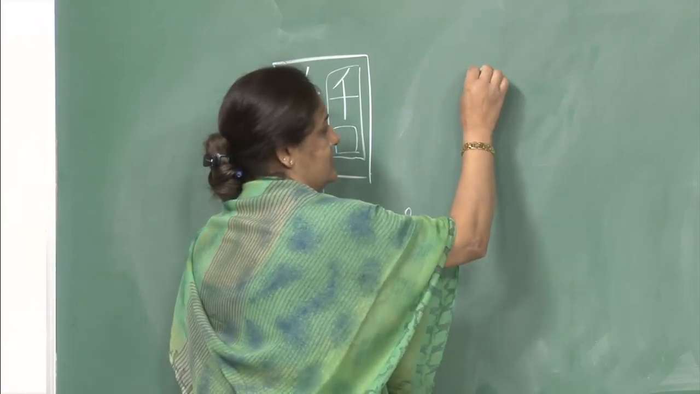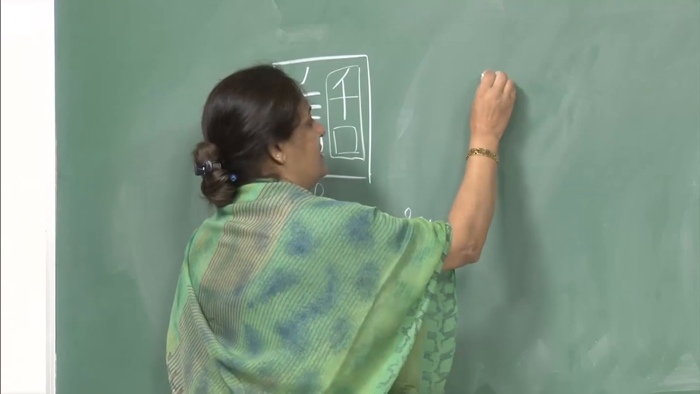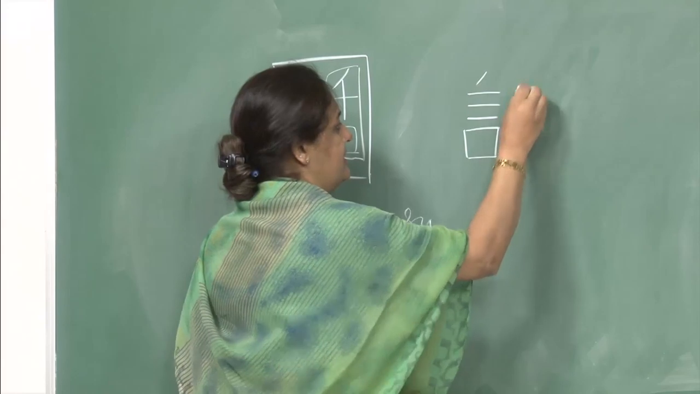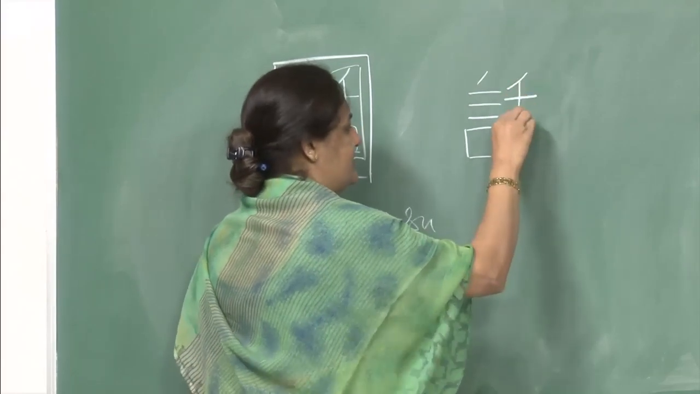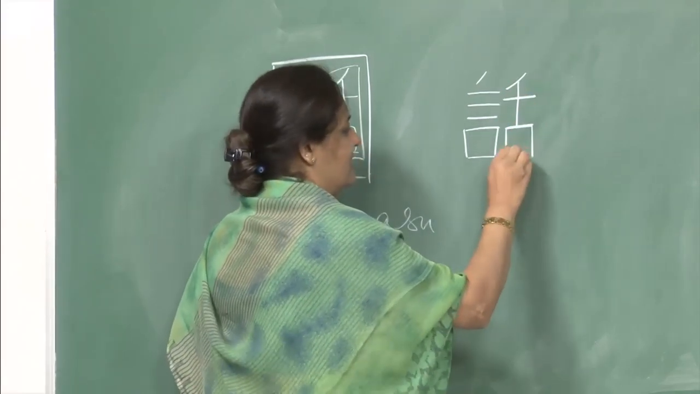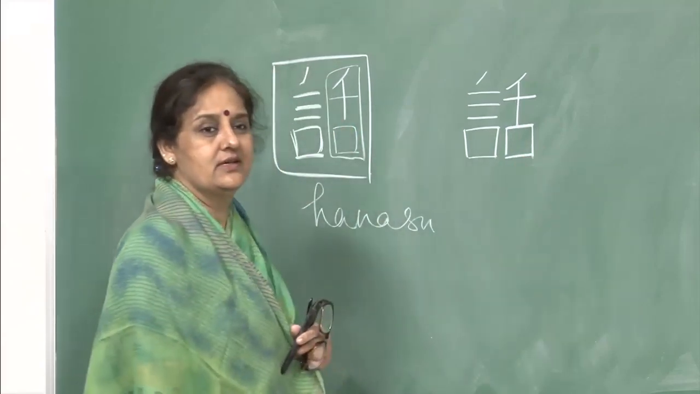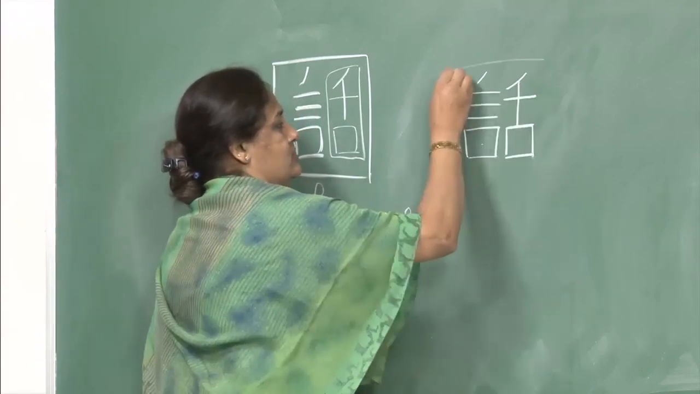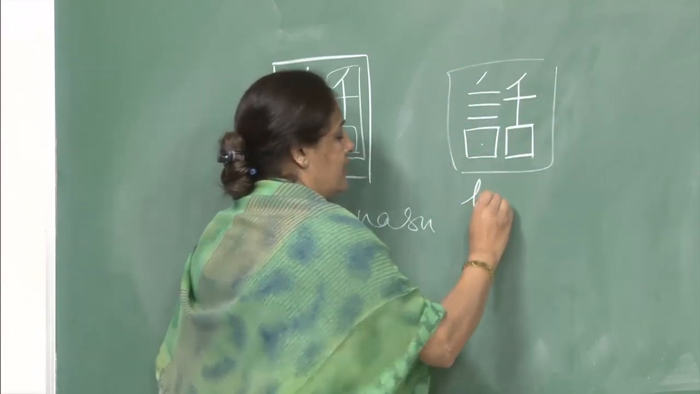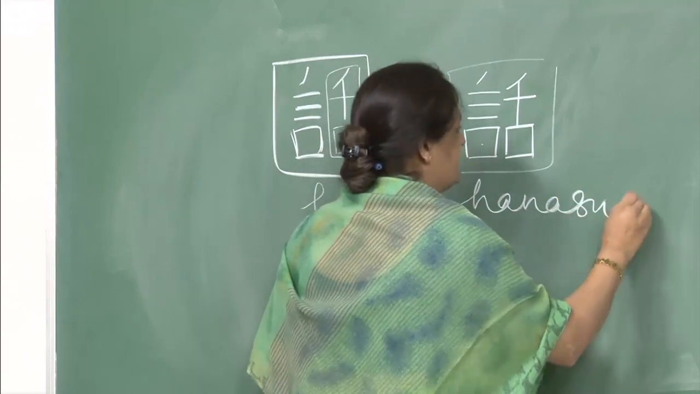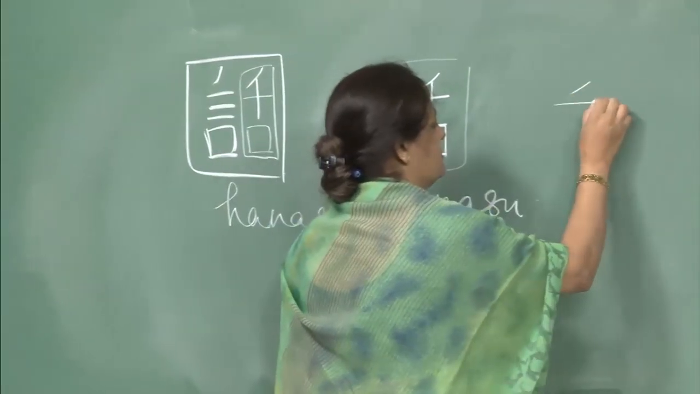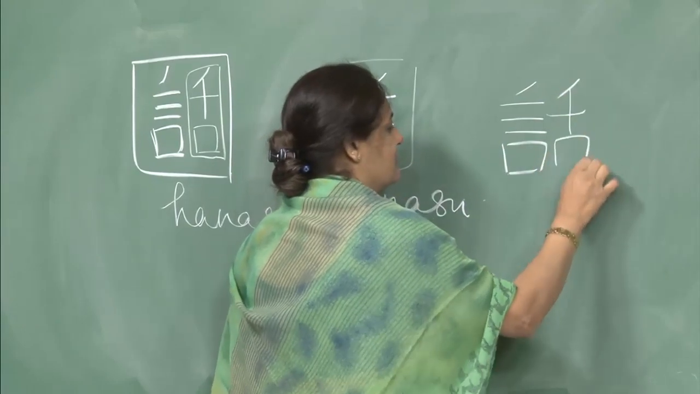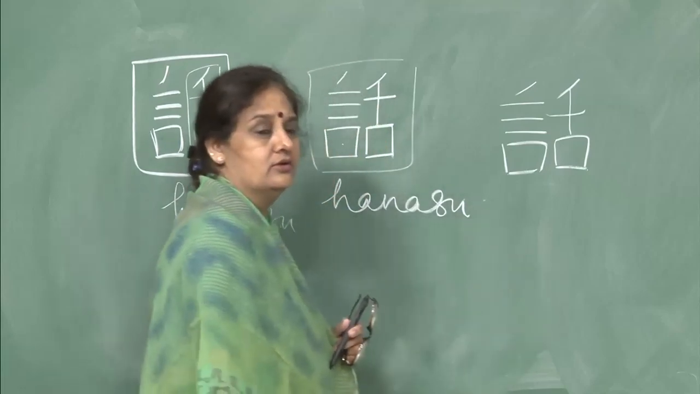This is a 13 stroke character. Let me see, 1, 2, 3, 4, 5, 6 and 7, 8, 9, 10 and 11, 12 and 13. So, it is a 13 stroke character. Speak with your tongue, which is to talk. Hanasu. Once again, very quickly, 1, 2, 3, 4, 5, 6, 7, 8, 9, 10, 11, 12 and 13, to talk.